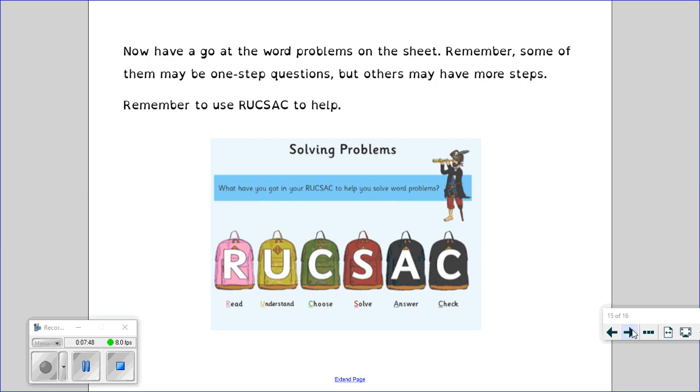Okay, so over to you then. So on the website, there is a sheet of questions. Some of them will be one-step questions. Others may have more than one step. So make sure you use your rucksack. So read and underline, understand what you're being asked to do. Choose what operation you're going to use, solve the question, write your answer and check it.